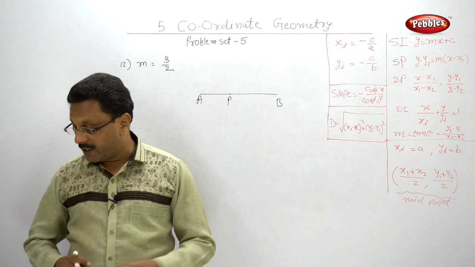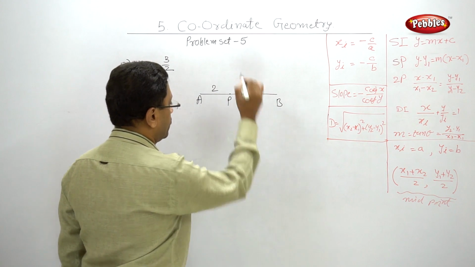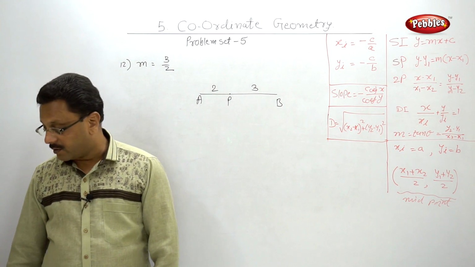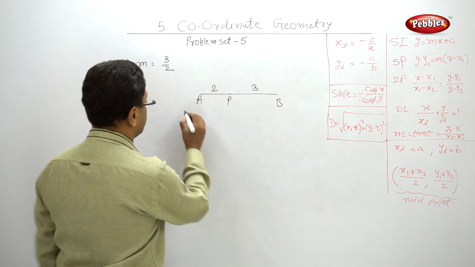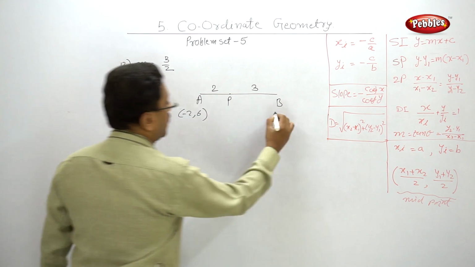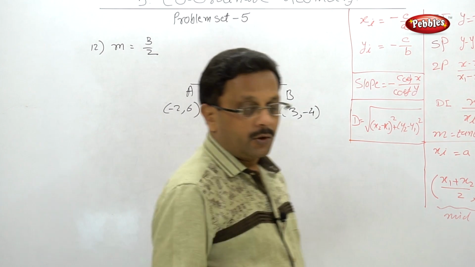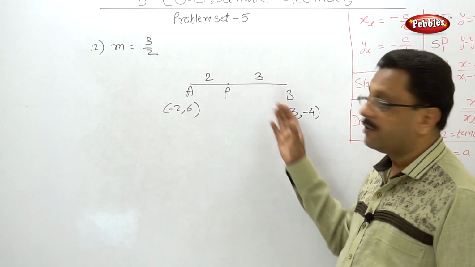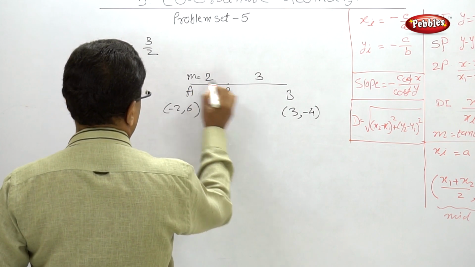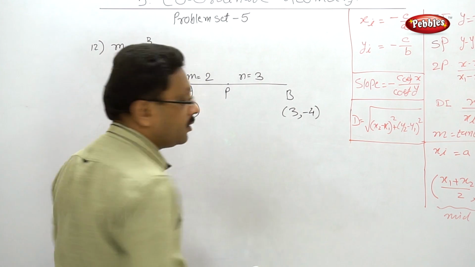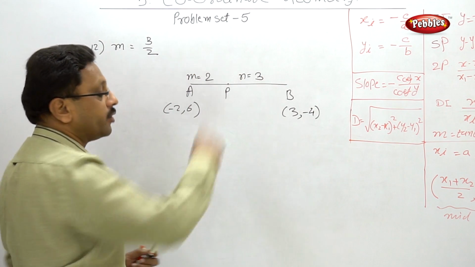Now this point P divides the line segment in 2:3. Coordinates of A and B are given: (-2, 6) and (3, -4). Now, do you remember the section formula for internal division? Now here, if we consider m is equal to 2 and n is equal to 3, because this point is dividing A and B in 2:3 ratio.